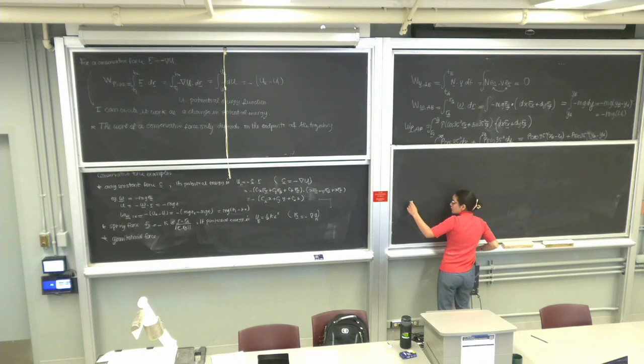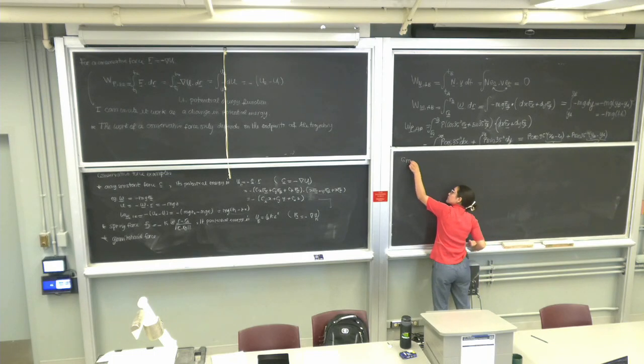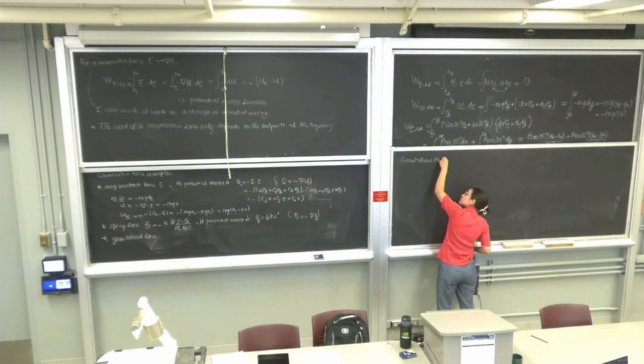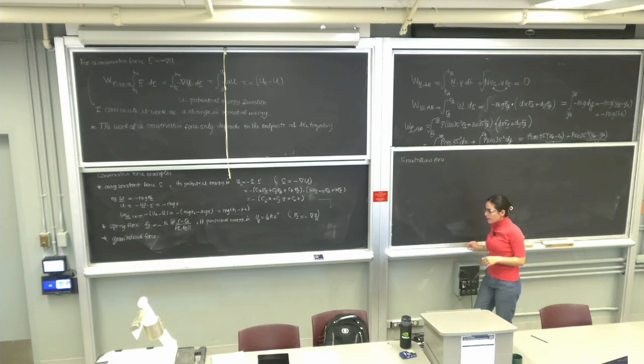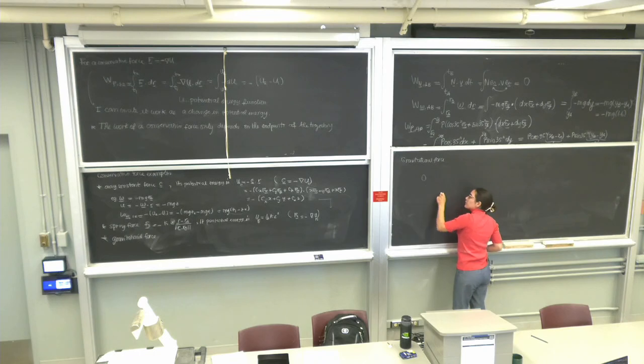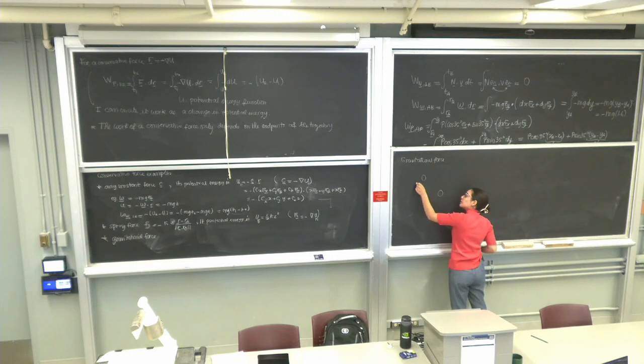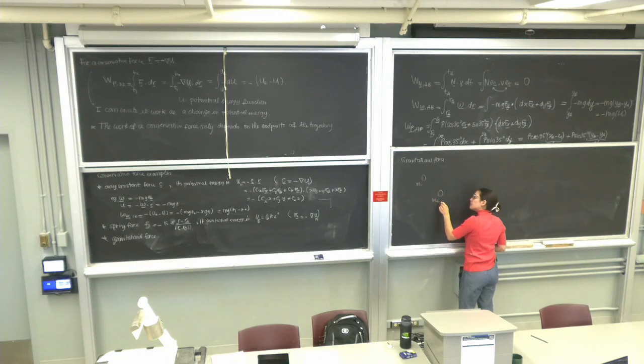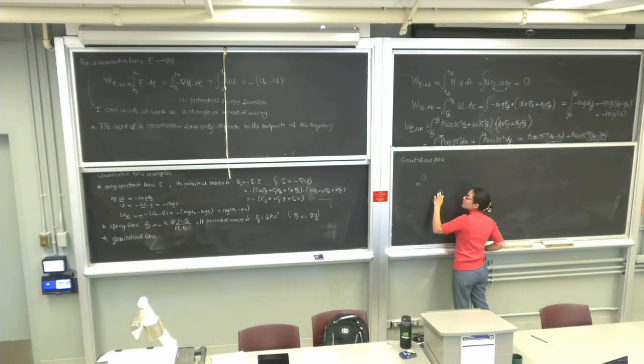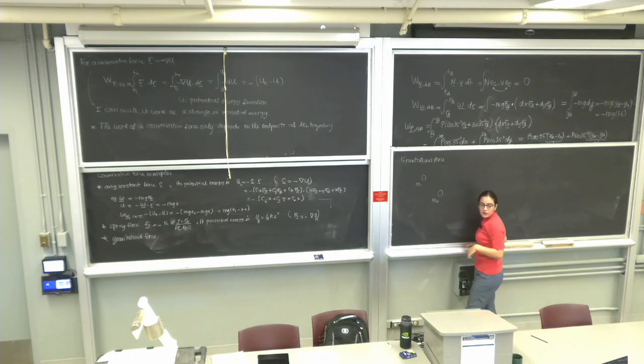So, the gravitational force. This force is due to Newton. You've probably heard of this before. If you have two particles of mass m1 and m2, particle 2 is going to exert a force on 1, and 1 is going to exert a force on 2.